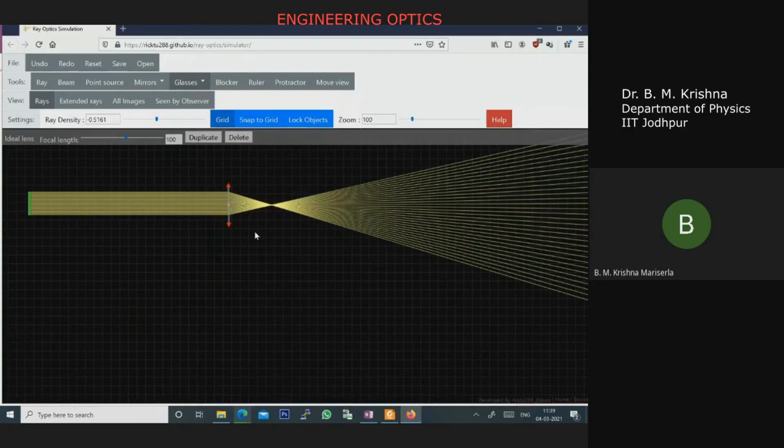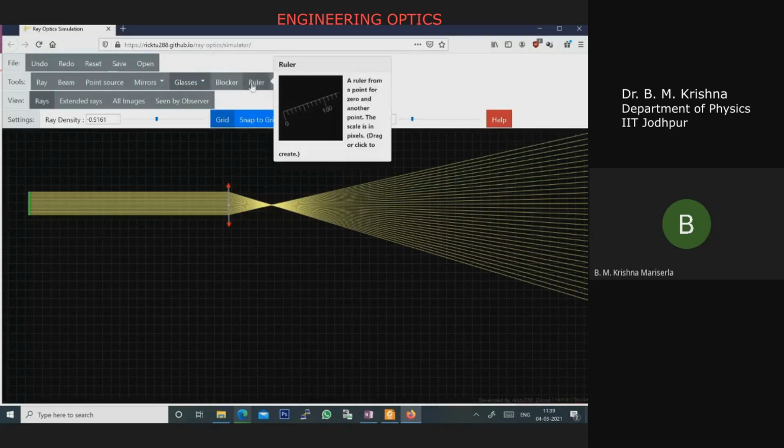Okay, so now you see I just placed the ideal lens. The ideal lens, as I mentioned, doesn't have any aberrations. That is the basic idea of the ideal lens. Now you have a collimated beam incident on the lens. When a collimated beam is incident on the lens, it will try to focus depending on the focal length of the lens. So this is your focus position.